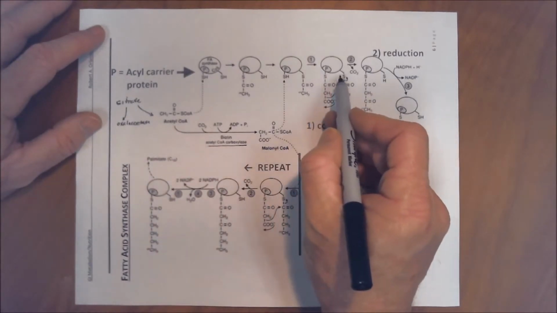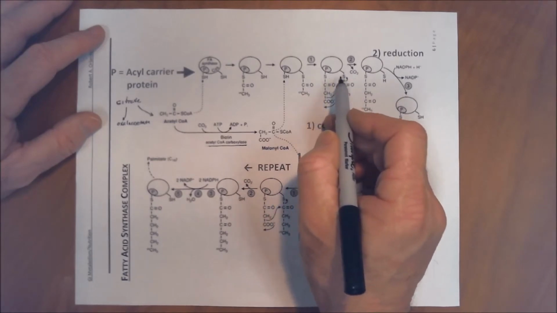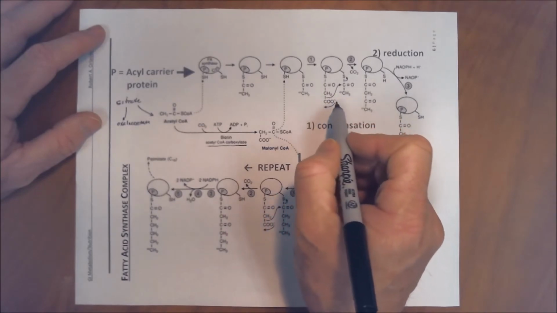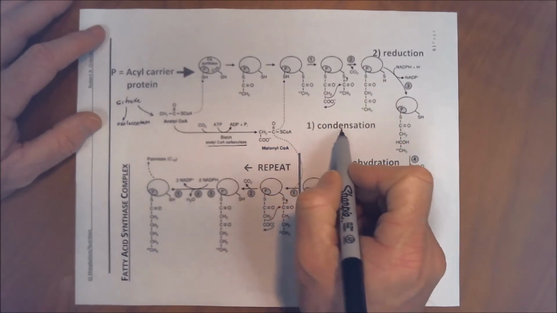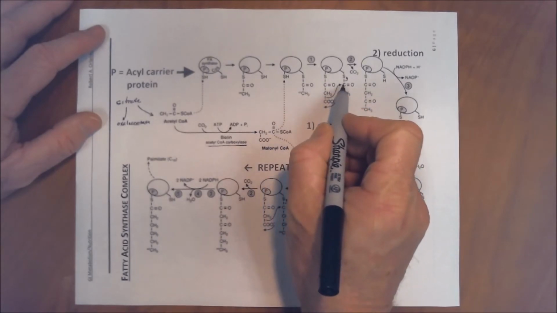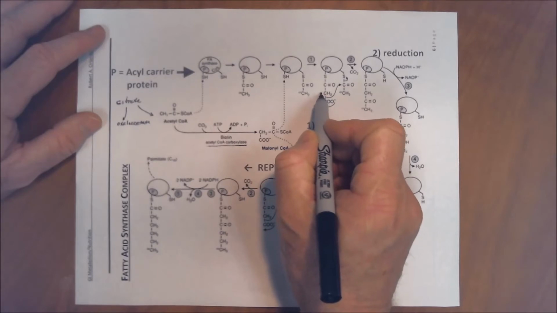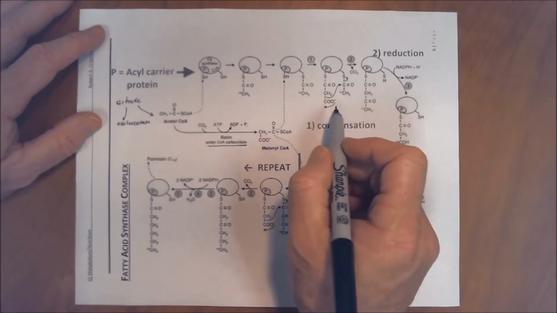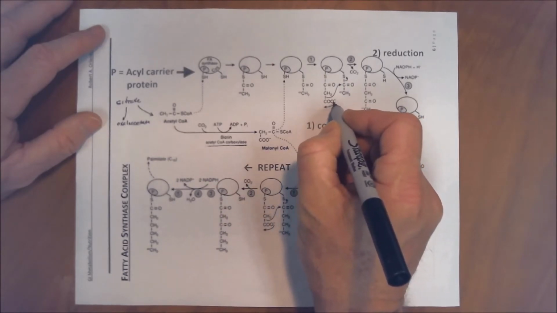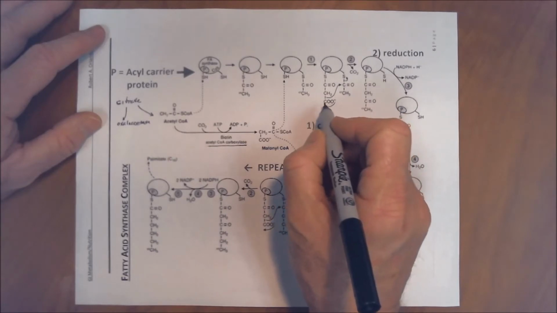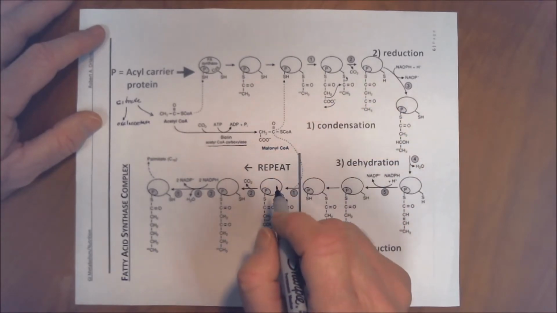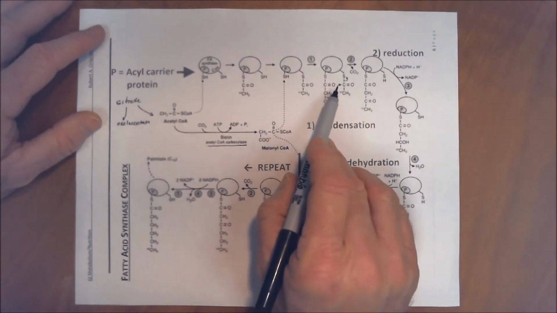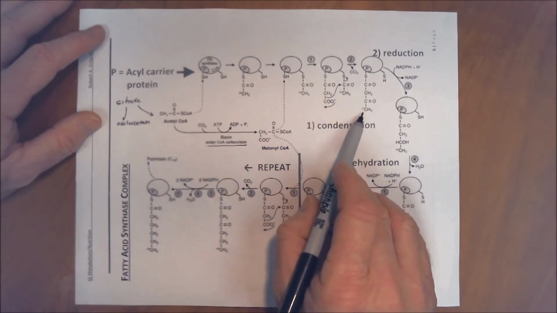Now once we have both sites filled on our fatty acid synthase complex, we can start performing the chemistry. That chemistry is going to be a condensation reaction, step one, in order to form a bond between this CH2 group and this carbonyl of acetyl-CoA. In doing so, we are going to release CO2 from this reaction and drive this reaction forward. So the result of this condensation reaction is going from a 2-carbon to a 4-carbon intermediate.